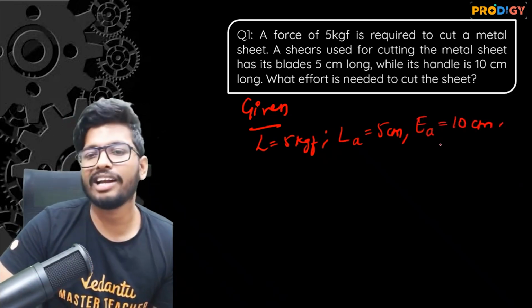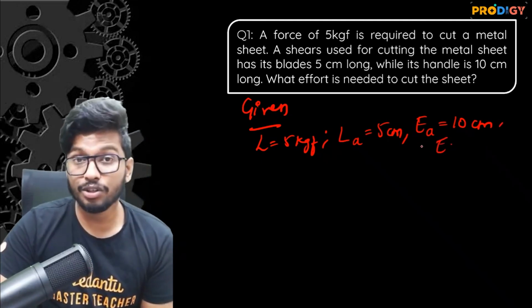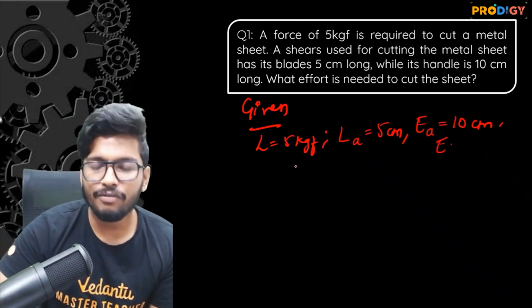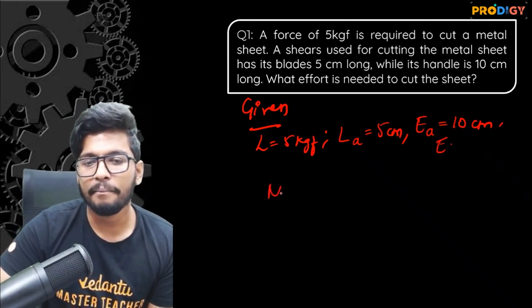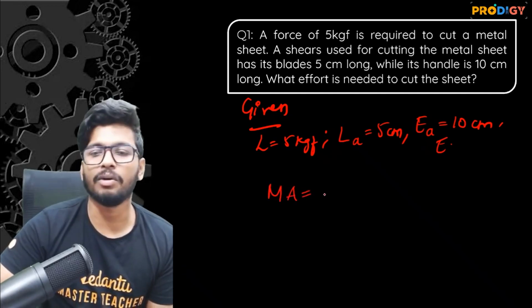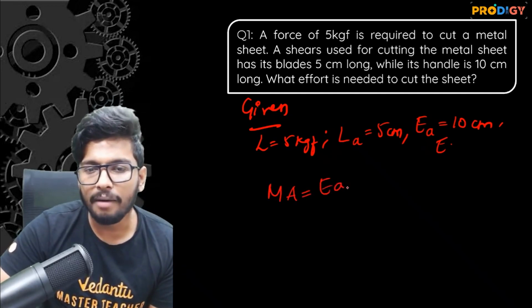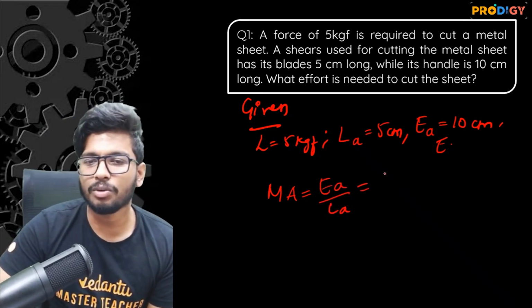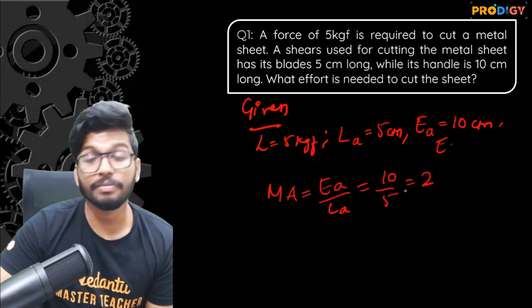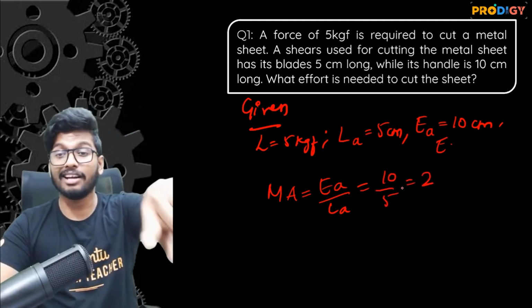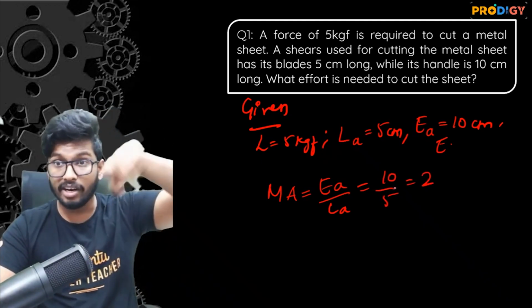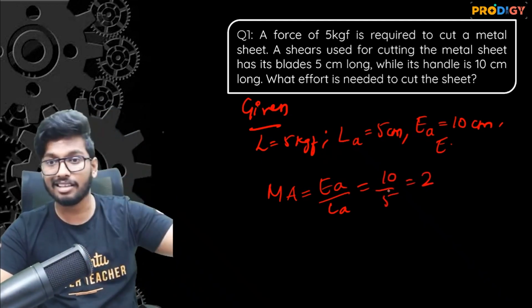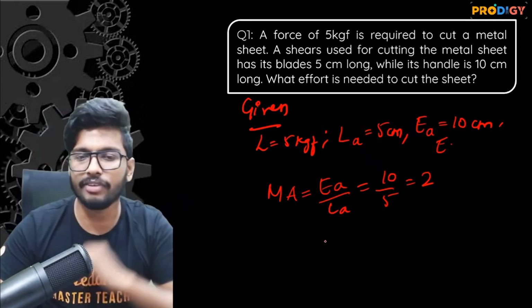You're asked to find out what is the effort. How do you solve this? Super easy, guys. First of all, we know that mechanical advantage is equal to effort arm divided by load arm. So substitute the values. What will you get? 10 divided by 5, which is nothing but 2. There is no units. Remember, that is 10 centimeter divided by 5 centimeter. Centimeter gets cancelled. So 2. There is no units for it.